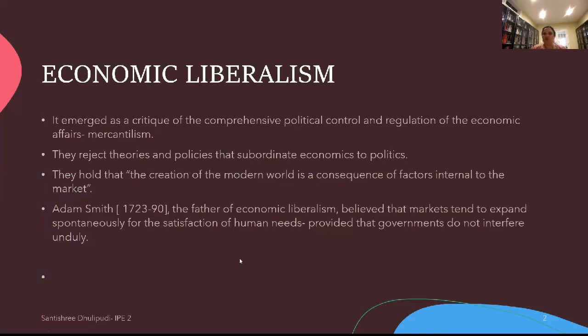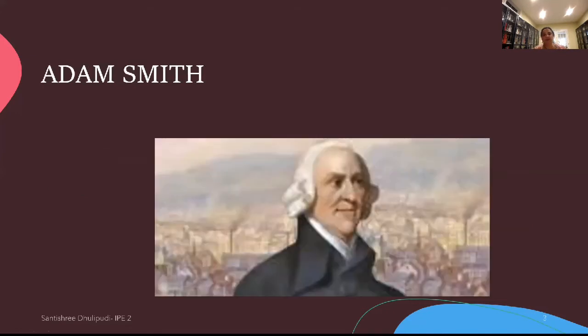And the founder of this school is, as most of you know, Adam Smith. Adam Smith, 1723 to 1790, the father of economic liberalism, believed that markets tend to expand spontaneously for the satisfaction of human needs, provided that governments do not interfere unduly. So they are against government interference in the economy. And this is Adam Smith for you.